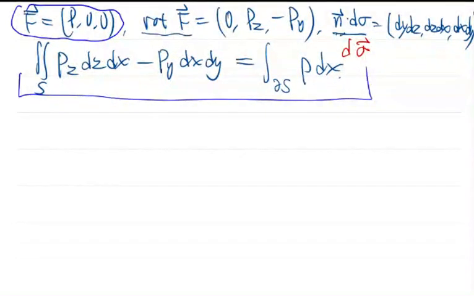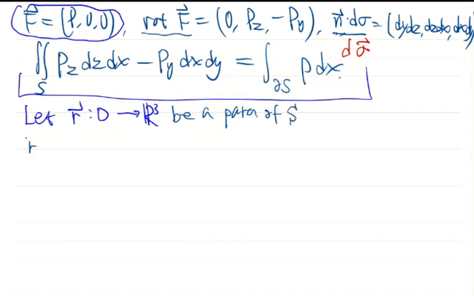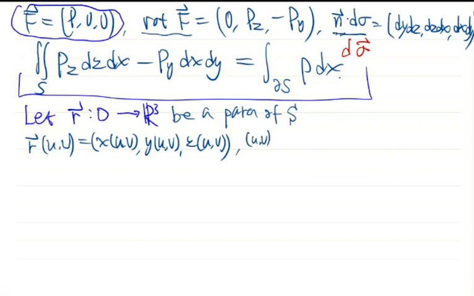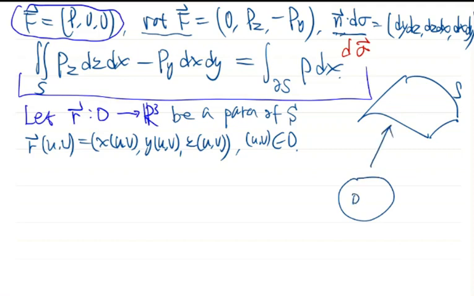Now, to prove this result, we take a parametrization of the surface S. Let R be a parametrization of S, that is R(U,V) is (X(U,V), Y(U,V), Z(U,V)) for (U,V) in the two-dimensional domain D. So this is S, and this is D. This is our R.